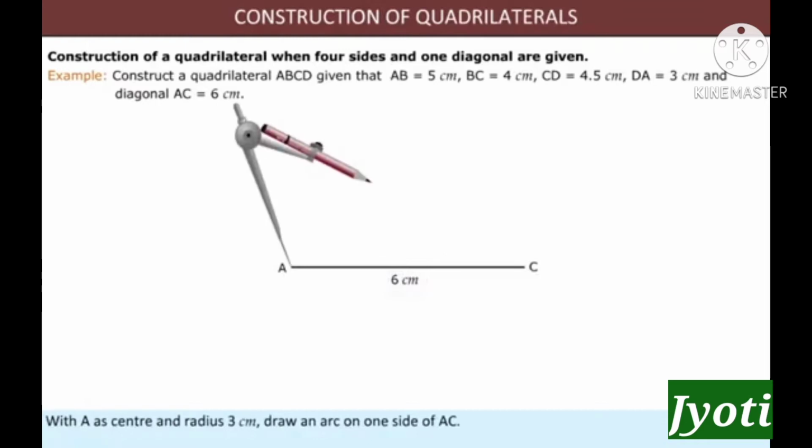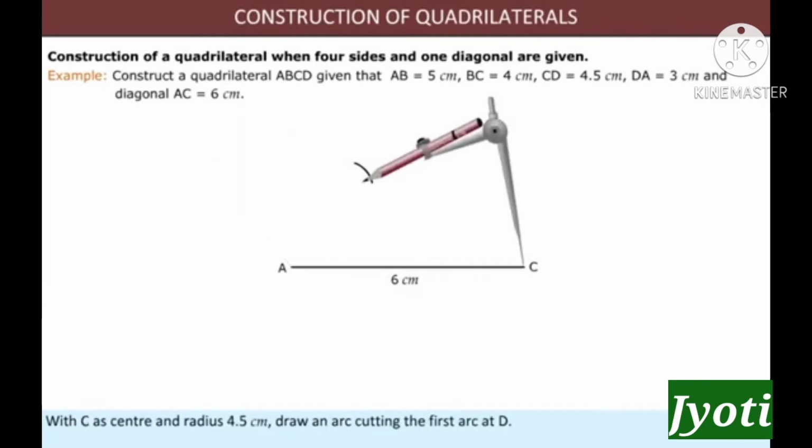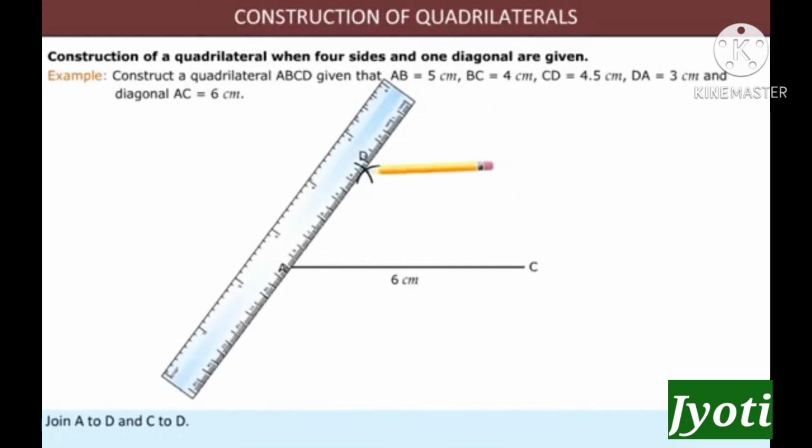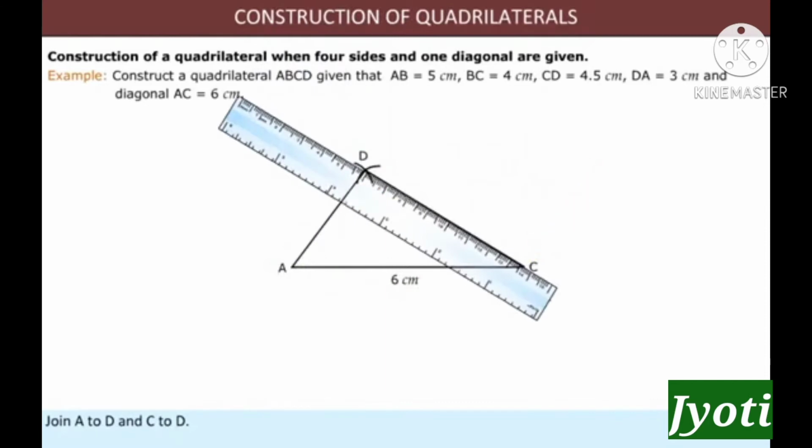With A as center and radius 3 centimeters, draw an arc on one side of AC. With C as center and radius 4.5 centimeters, draw an arc cutting the first arc at D. Join A to D and C to D.